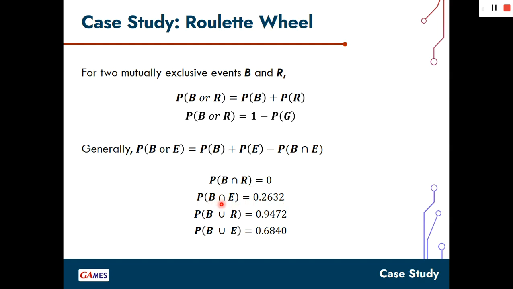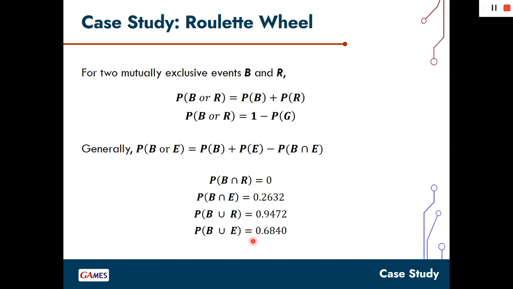And remember that the symbol here is the probability of this and this, so that gives you this. Now the probability of B union R is simply the probability of B or R, which means either B or R. So we are more or less adding these probabilities, and in the case of mutually exclusive events, we simply add the probability of B plus the probability of R, and it gives us this.